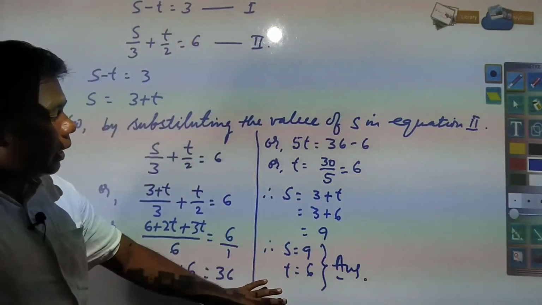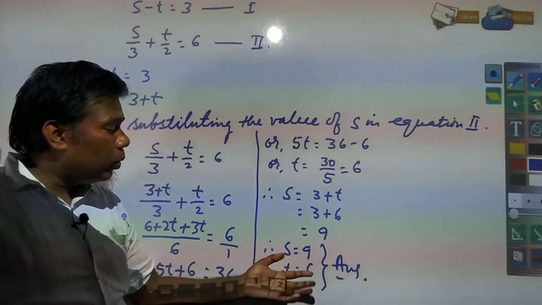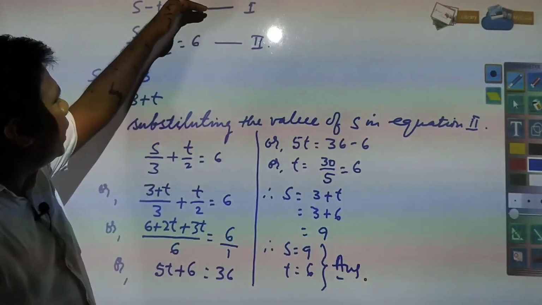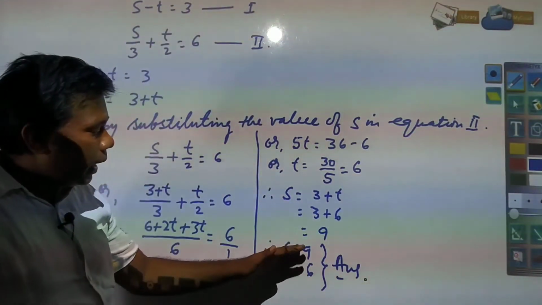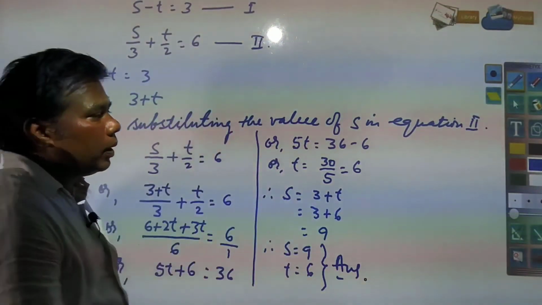One more thing is there, and that is very important. After getting the answer, if you want to know whether your answer is correct or not, you can put these values in any equation, and you will get LHS and RHS the same. If you are getting LHS and RHS the same, it means your answer is correct. In any of the equations. Let's try.